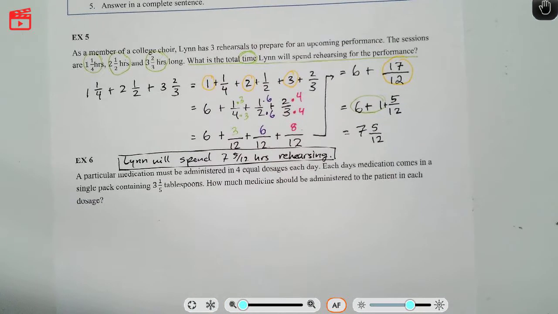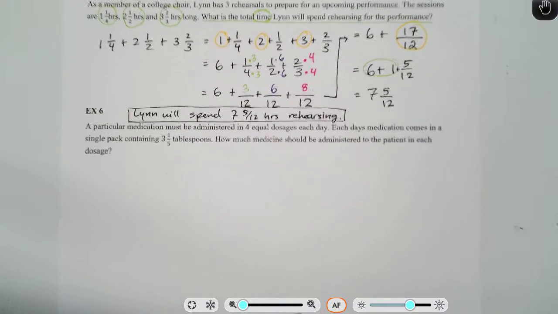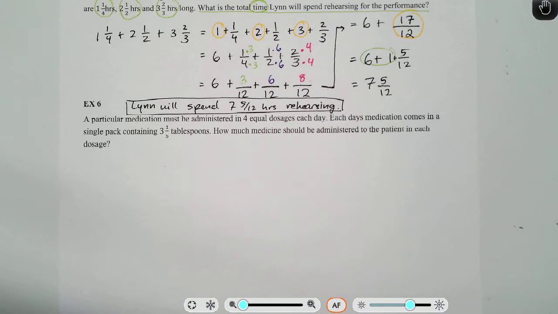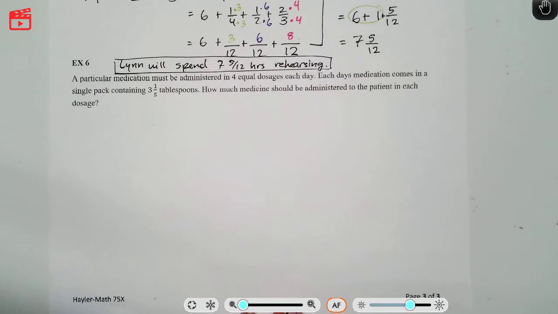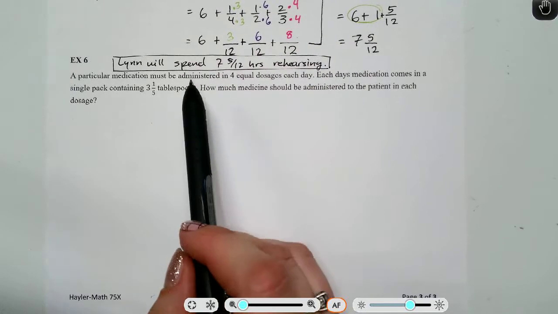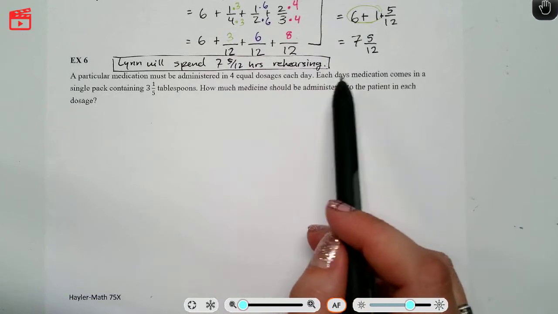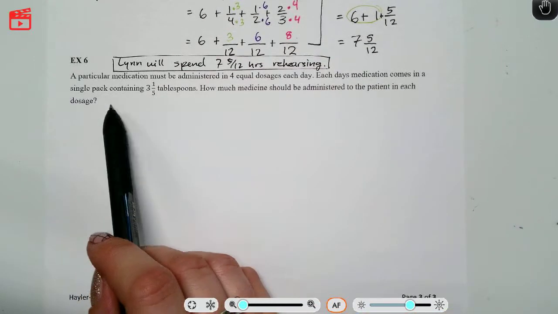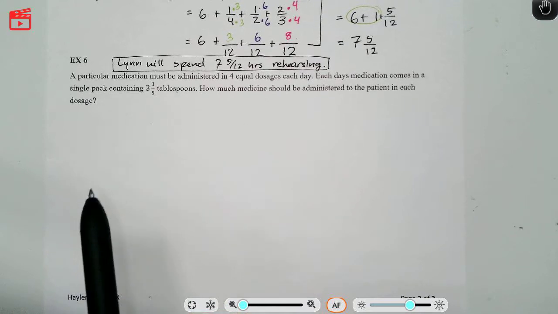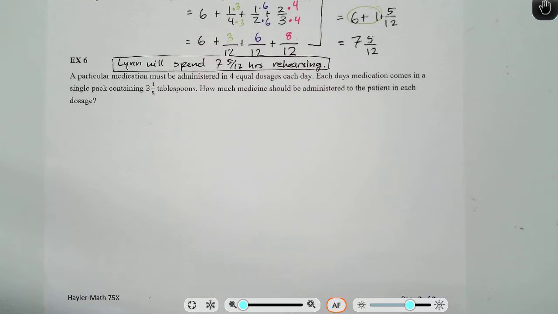All right. Okay, so pretty much we were looking for the total time. So when you find the total of something, you're going to add it all up. We had to create common denominators, and then we had to simplify fractions, so a lot of stuff going on. All right, example 6, last one for this lecture. So a particular medication must be administered in 4 equal dosages a day. Each day's medication comes in a single pack containing 3 1/5 tablespoons. How much medicine should be administered to the patient in each dosage?